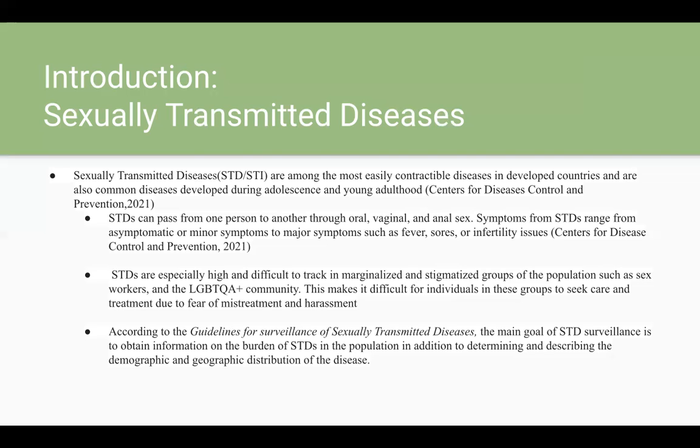And the main goal of STD surveillance is to obtain information on the burden of STDs in the population, in addition to describing the demographic and geographic distribution of the disease. We want to know who's most likely to get it, where they're most likely to get it, what common symptoms and signs they show, so we're able to keep track and stay on top of it.